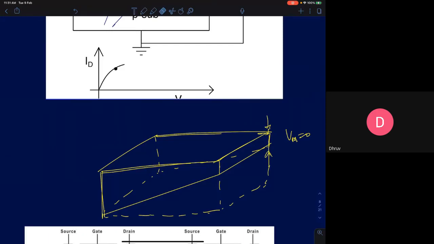But now what's happening, as you increase the drain voltage, on the drain side, the charge has reduced. So this is your region of occupancy by your electrons. This is the surface electron. This is your source end. This is your drain end.